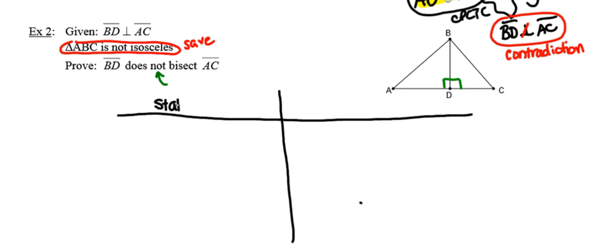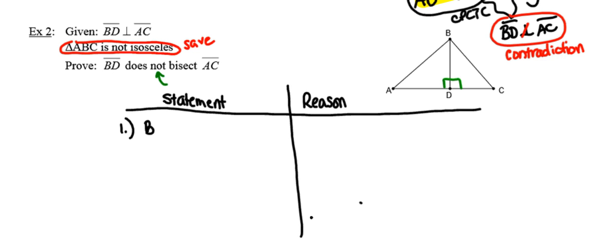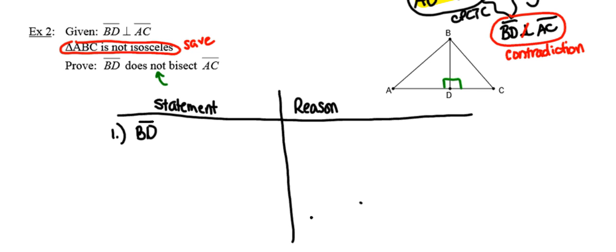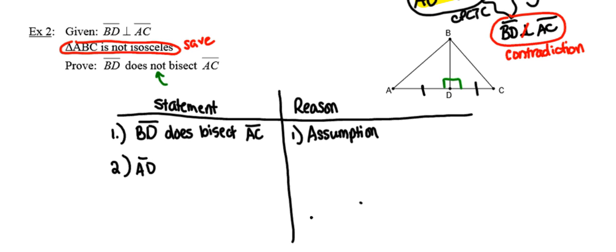I'm going to go ahead and begin my proof by making the assumption that the opposite of what I'm trying to prove is a true statement. So I'm going to assume that the opposite, in other words, segment BD does bisect segment AC. My reason there, I'm making an assumption. I know that segment bisectors give me congruent segments. So if BD bisects AC, I know that segment AD has to be congruent to segment DC. That's what segment bisectors do.